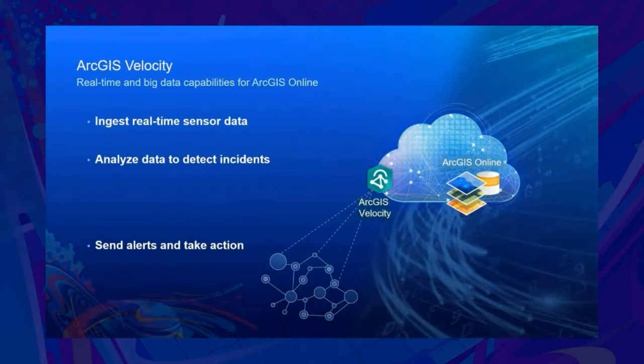ArcGIS Velocity is a new capability that extends Esri's geospatial cloud, ArcGIS Online, with real-time and big data functionality. It provides a wide variety of capabilities for ingesting and working with observation and sensor data. You can just configure out-of-the-box connectors to bring in data from IoT platforms and third-party APIs. It's also an end-to-end system for analysis, supporting analyzing data in real time, in near real time with scheduling, and over time. And you can take immediate action as a result of your analysis, sending notifications or triggering downstream processes.